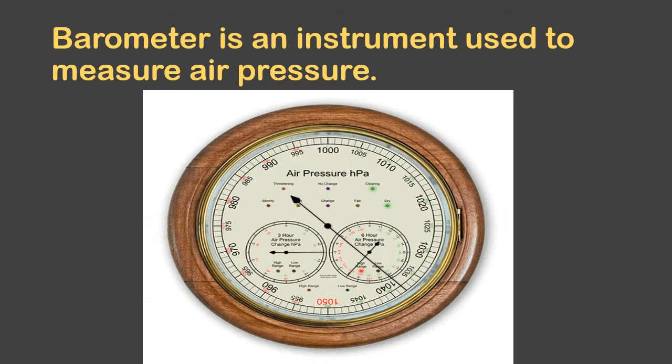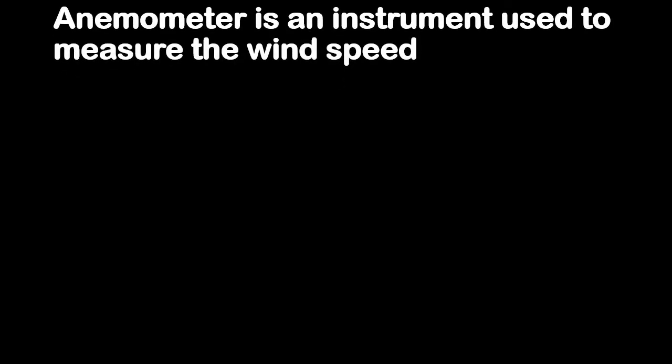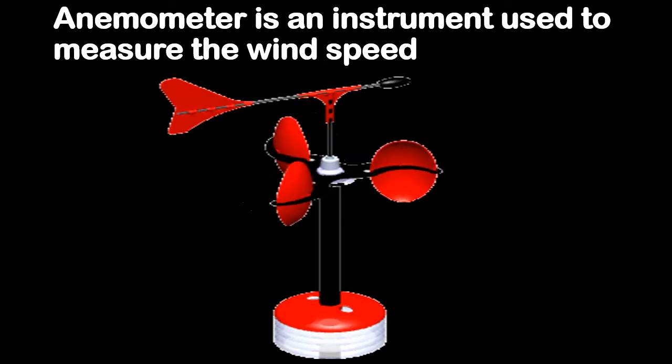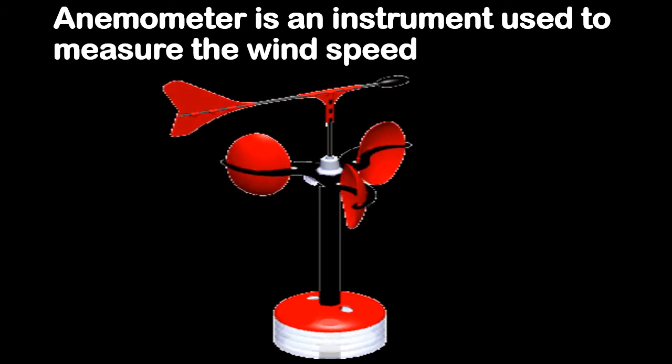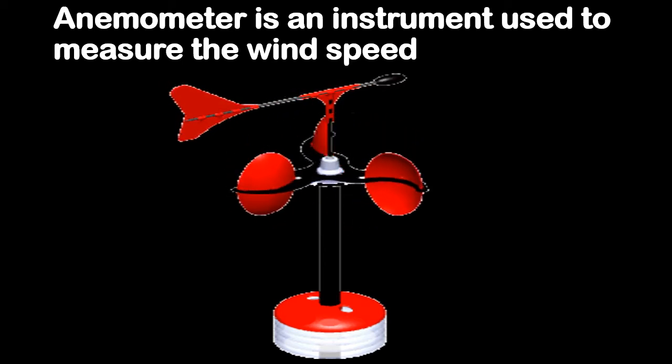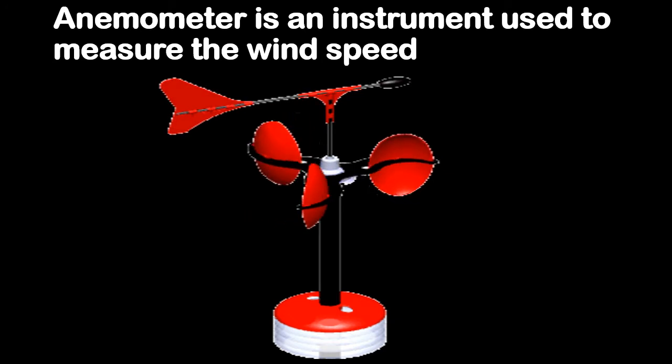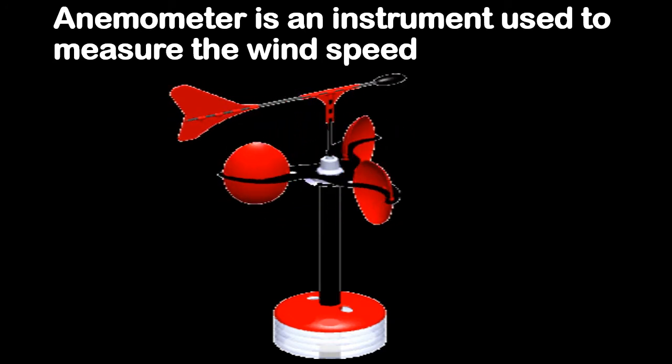Now the barometer. Barometer is an instrument used to measure air pressure. A barometer is a scientific instrument that is used to measure air pressure in a certain environment. Now this is anemometer. Anemometer is an instrument used to measure the wind speed. An anemometer is an instrument that measures wind speed.